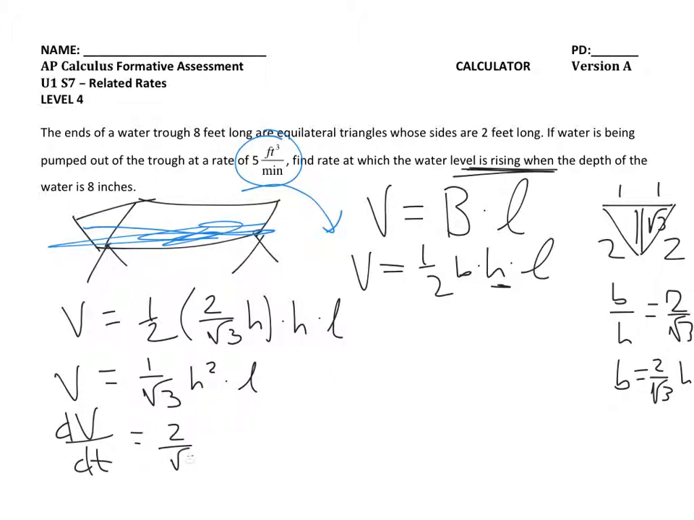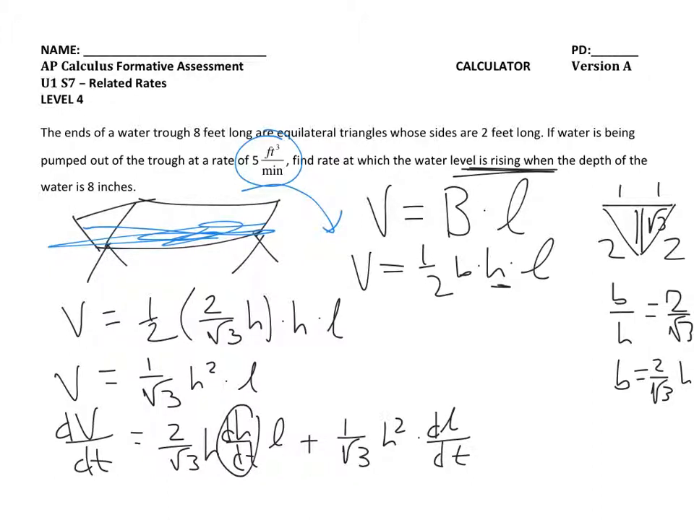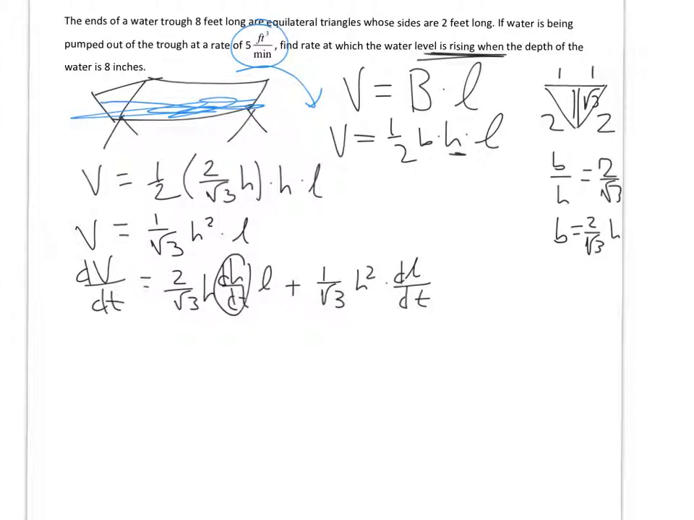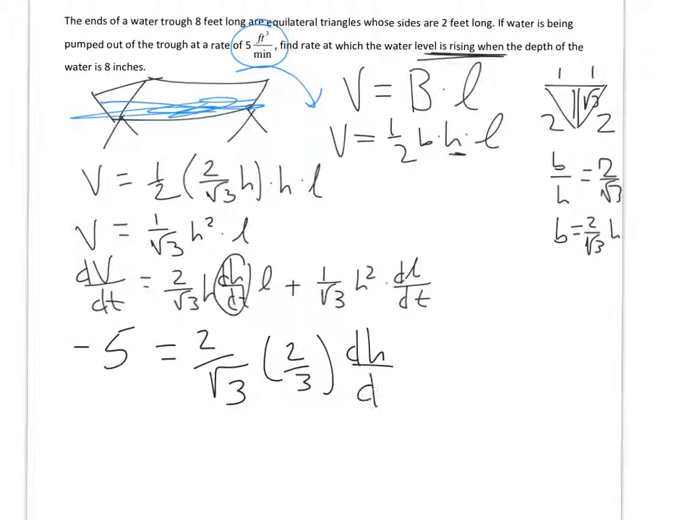So for my product rule, and I get the following. What am I trying to solve for? Water level rising. So now it becomes an exercise in plugging in numbers and information. What's dV/dt? It's being pumped out. It's negative 5 cubic feet per minute. What's h? The height is 8 inches. Well, 8 inches is the same as 2/3 of a foot. dh/dt is what I'm looking to solve for.